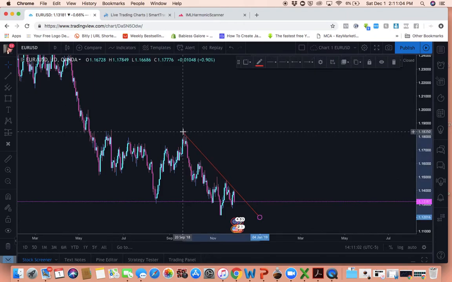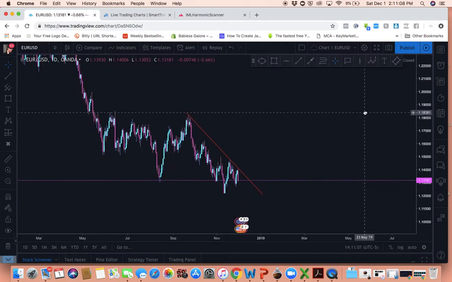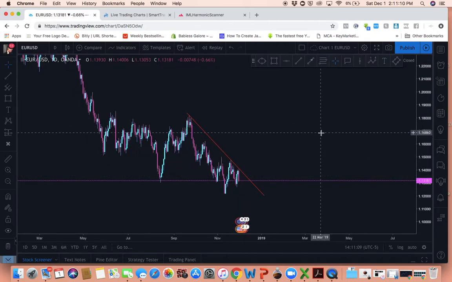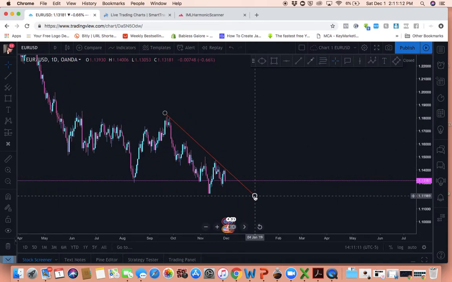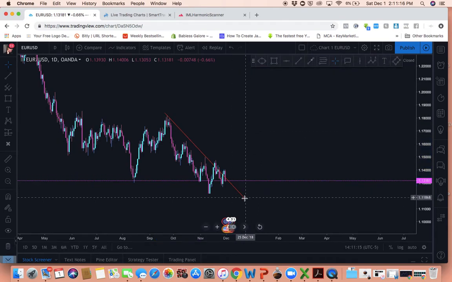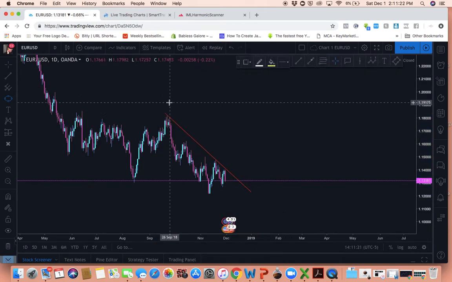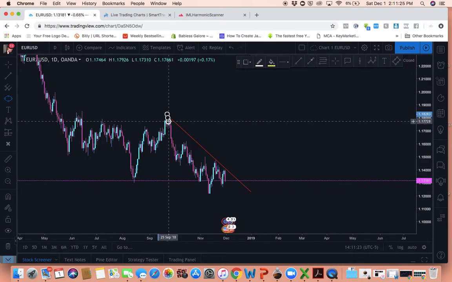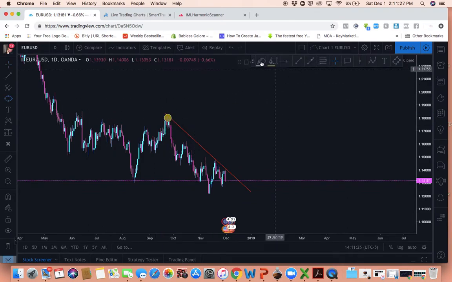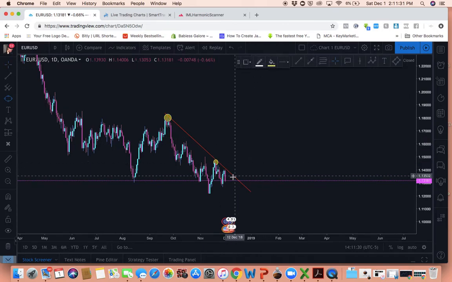I try to go for as many wick touches as possible. Everyone sees the market differently, so people's trend lines are going to be different than mine. Some people will have a trend line here, but that doesn't look good at all. So I have my trend line here. I have a touch here. Just like your support and resistance, you need at least two touches to have a complete trend line. Nice touch here. Nice touch here.